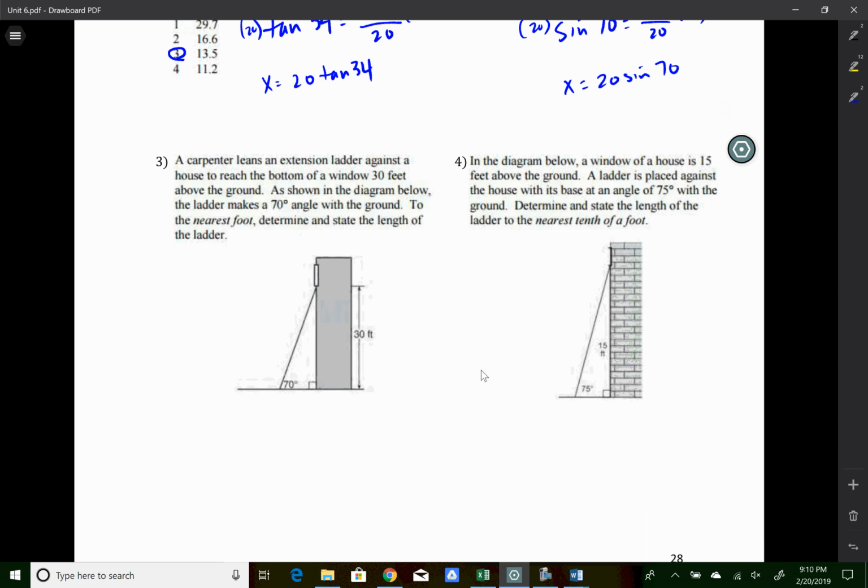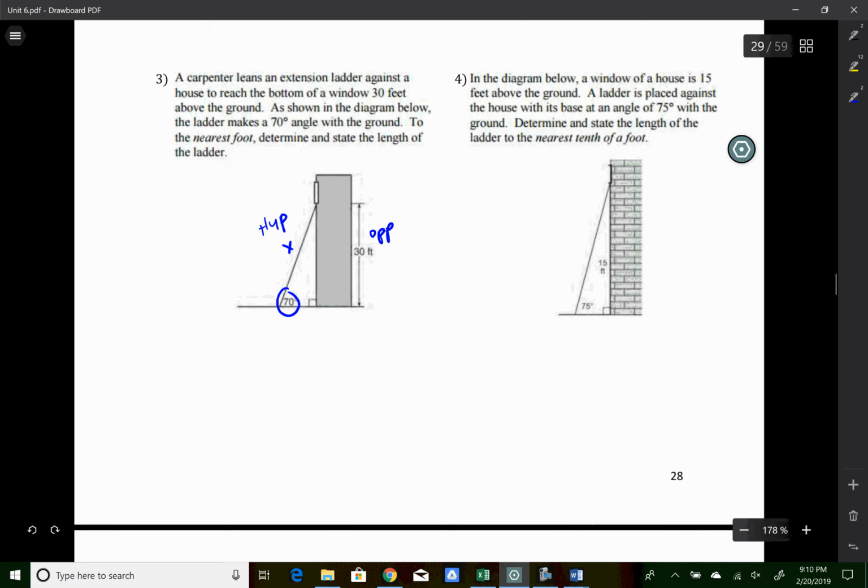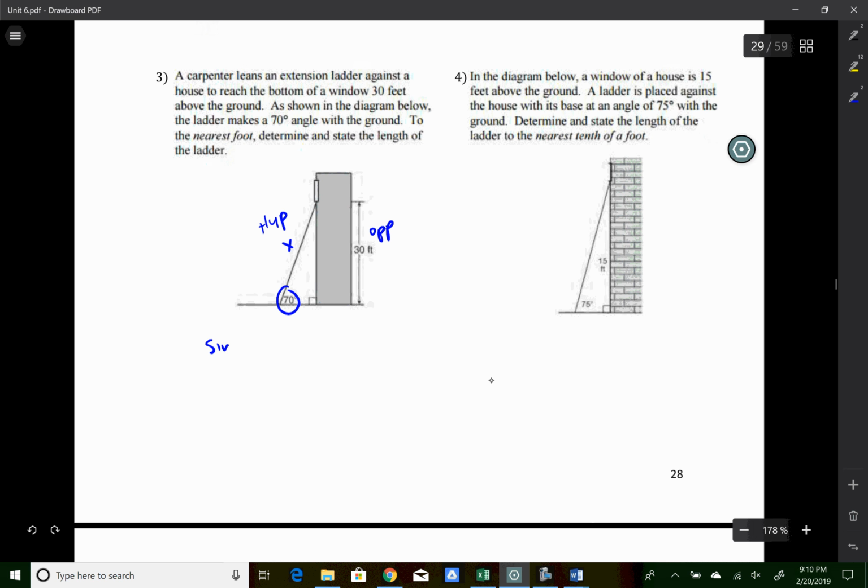For number 3, it talks about this carpenter, and we want to know the length of the ladder. So I'm going to put X on that diagonal side. Here's our 70. I know the opposite, and I want to know the hypotenuse. So again, we use sine. The difference here, as you'll see when I write this equation, is that the opposite is 30 and the hypotenuse is X. So now the variable's in the denominator.